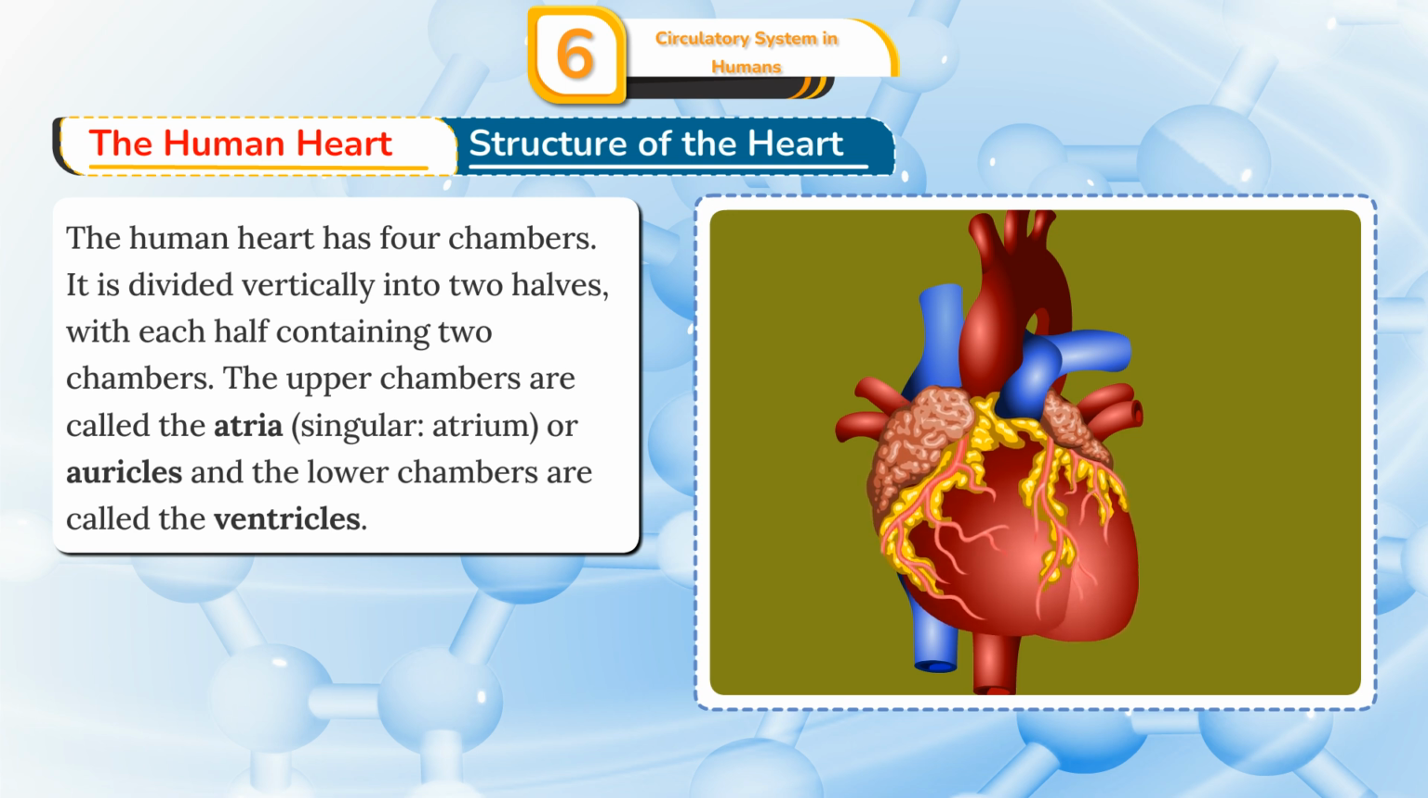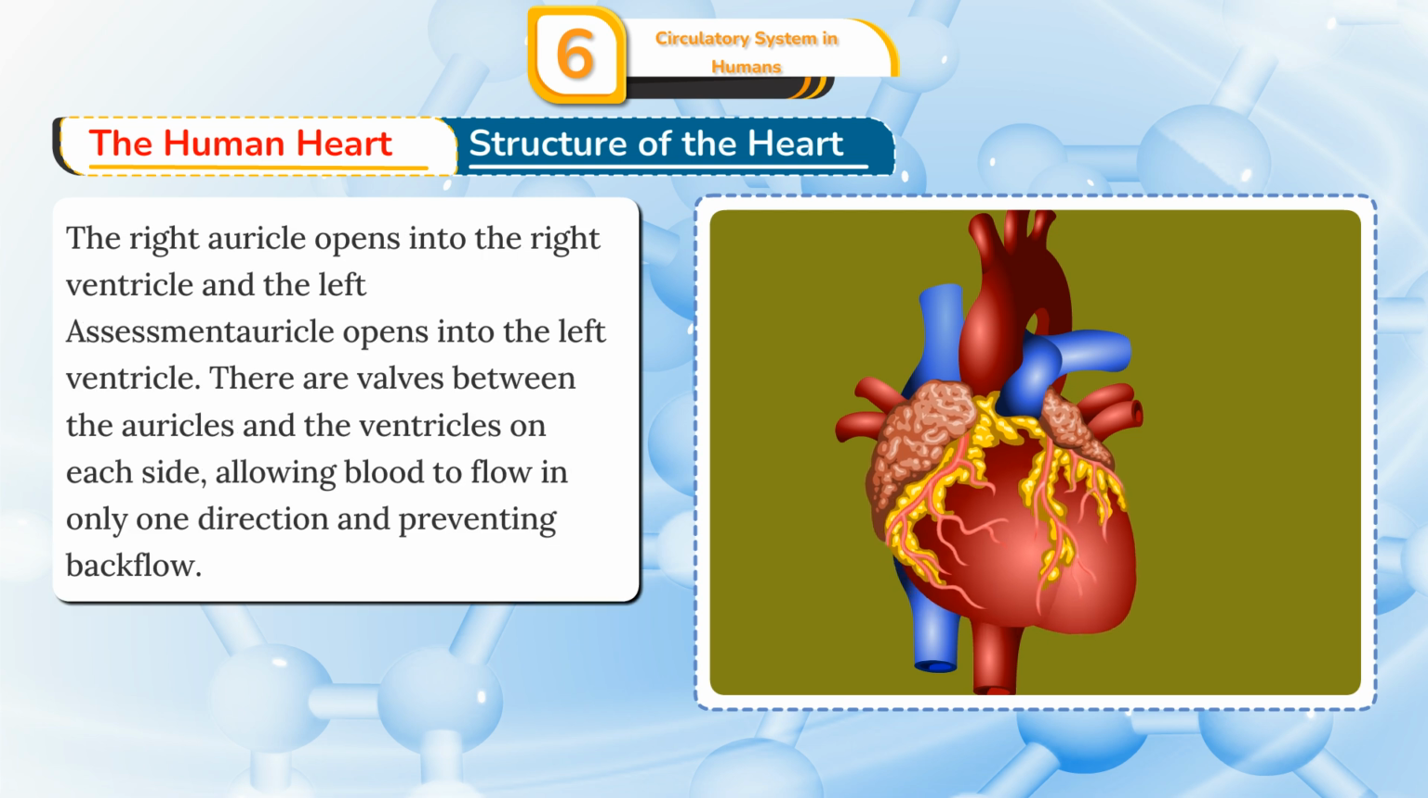The upper chambers are called the atria, singular atrium or auricles, and the lower chambers are called the ventricles. The right auricle opens into the right ventricle and the left auricle opens into the left ventricle.